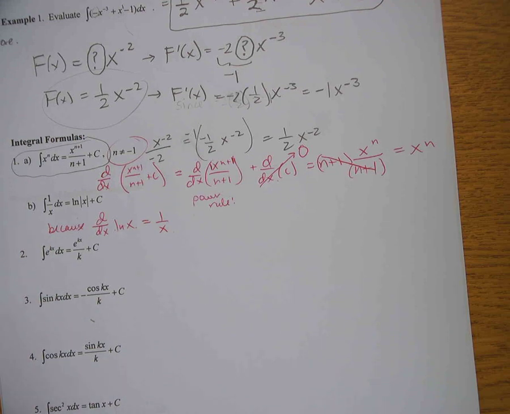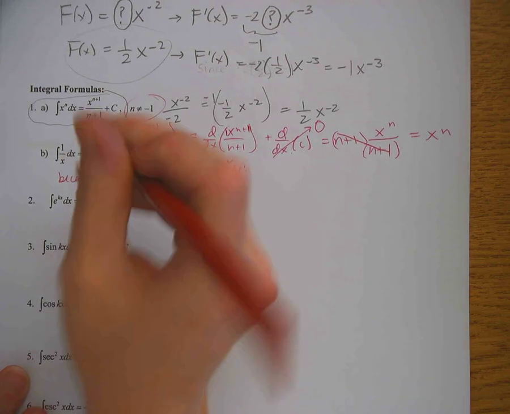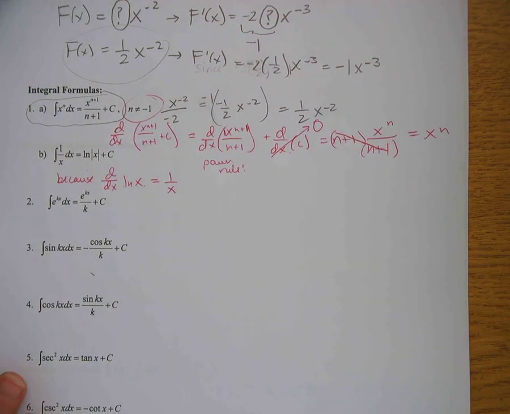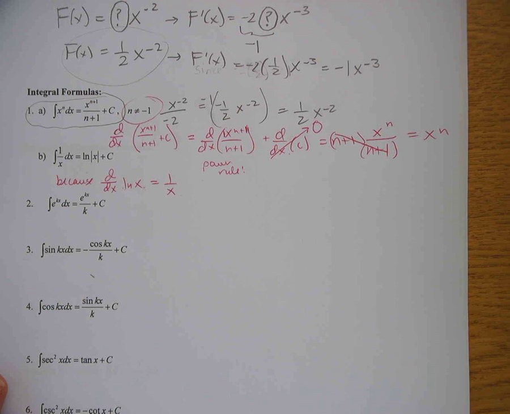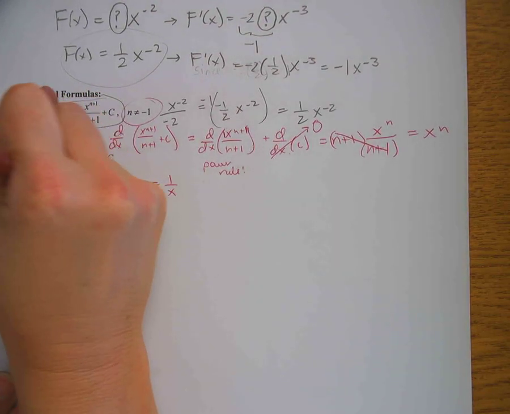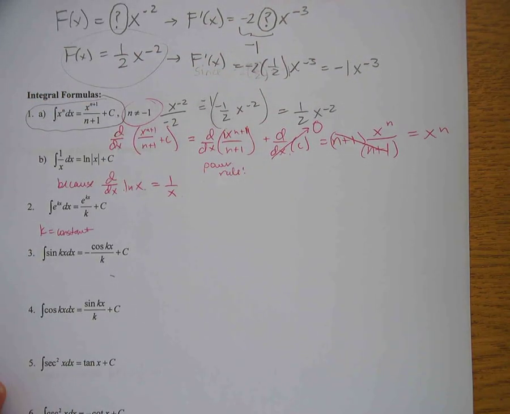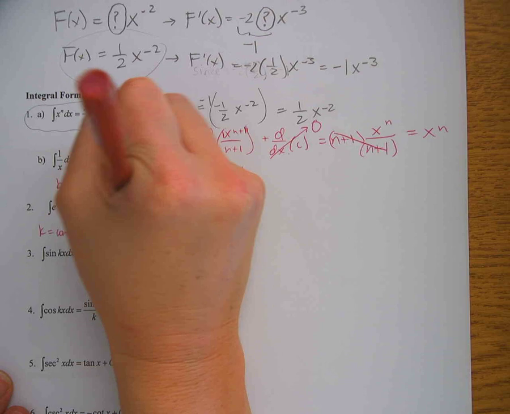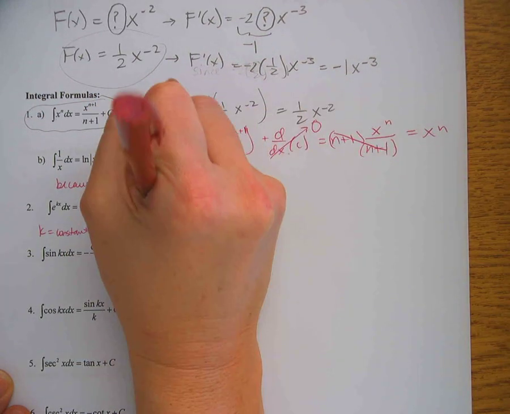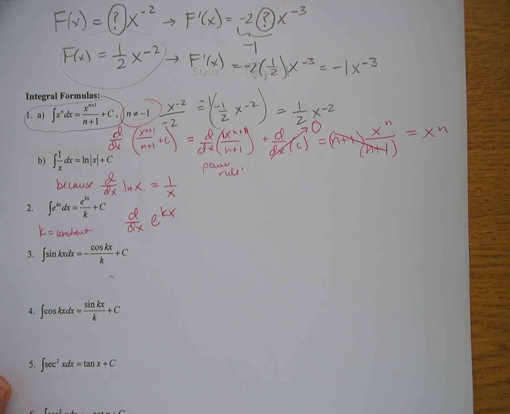All right, moving right along to the exponential formula. Now here they put a k in there because they wanted you to see what happens when you have e to a constant times x. So k is just a constant. It's just a number. It's not a variable by any means. Well, let's see what would happen if I took the derivative of e to the kx just by itself.